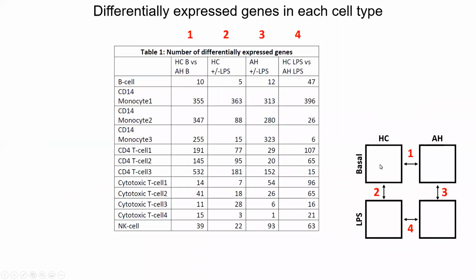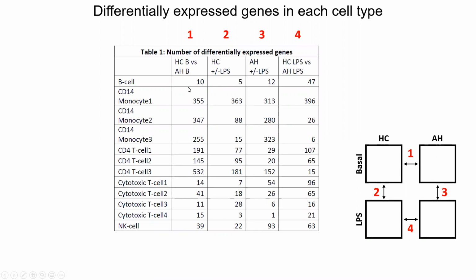All right, so then what we did was we wanted to look at how genes were differentially expressed between the different populations. And as you can imagine, it's a little bit of a complicated analysis, because we can compare healthy control basal to AH basal and come up with some baseline difference. We can also look at how LPS affected these cells. So here's our second and third comparison, how the healthy control basal respond to LPS and how the AH cells respond to LPS. And then finally, we can look at how the LPS responses were different between the two groups.